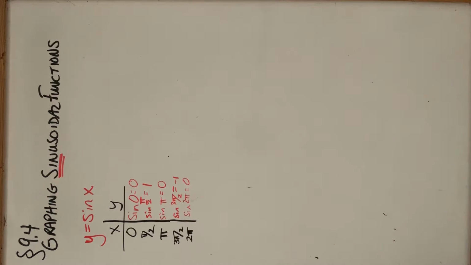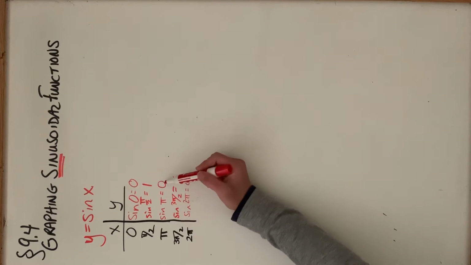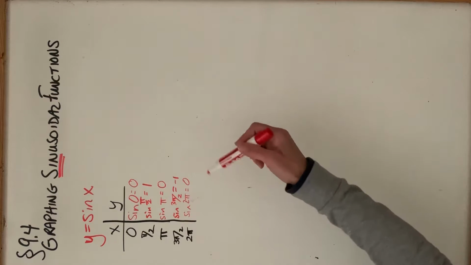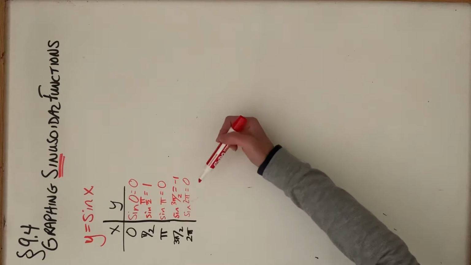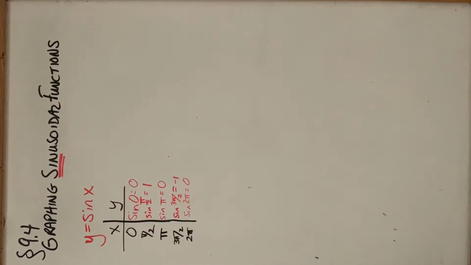If I kept going, what's going to happen here? So if I plugged in, let's say, 5 pi over 2, I would get 1. If I plugged in 3 pi, I would get 0. And if we kept doing that, these values are just going to repeat over and over again, right? Because all we're doing is going round and round and round the unit circle, and we know that those y coordinates are just going to repeat every time, right? Okay, so what kind of function does that make y equals the sine of x?